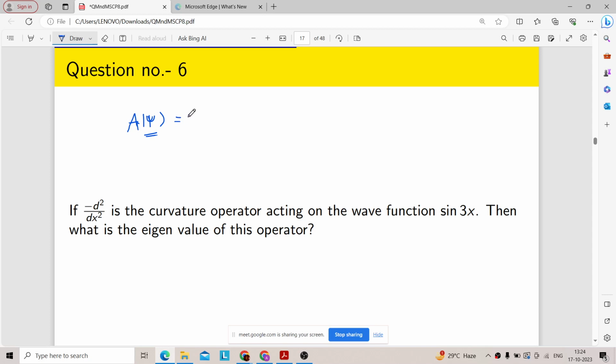What is the condition? Any operator operating on this state, after this operation the state should not change. So this operation should be proportional to the state. That means it will give some constant value, let's say lambda, and the state will remain psi. So this is the eigenvalue equation, right?